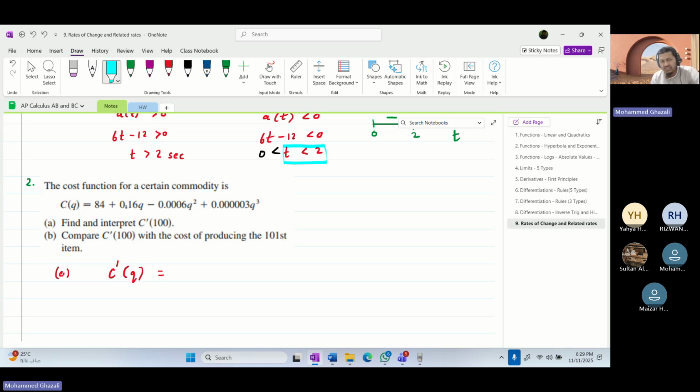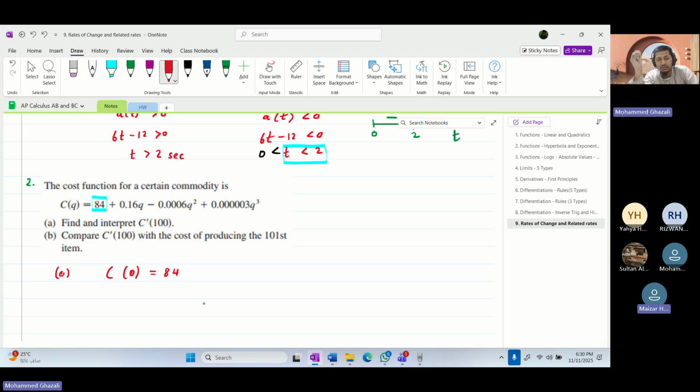By the way, you see this cost function. If the value of Q is 0, what does that mean? Let me explain the cost function first. If the value of Q is 0, what's the answer? I got 84. Let's just say 84 is in dollars. The cost function values are in dollars.